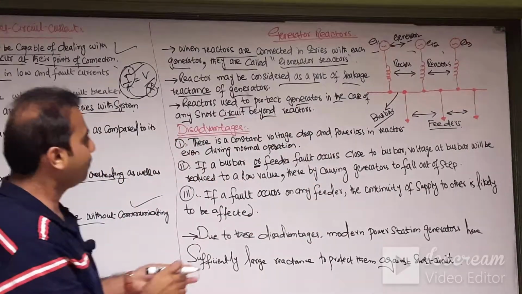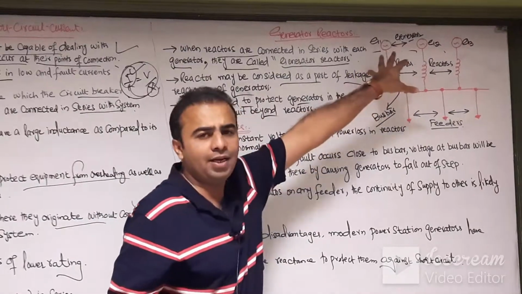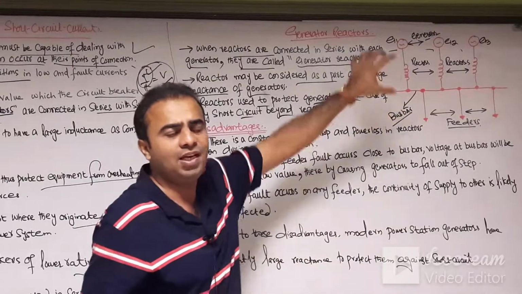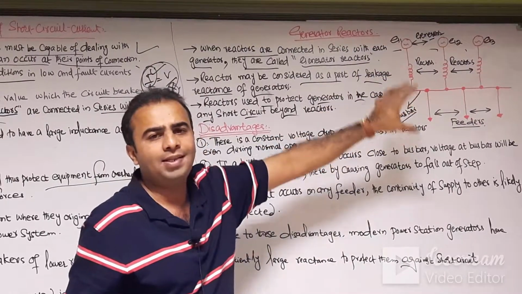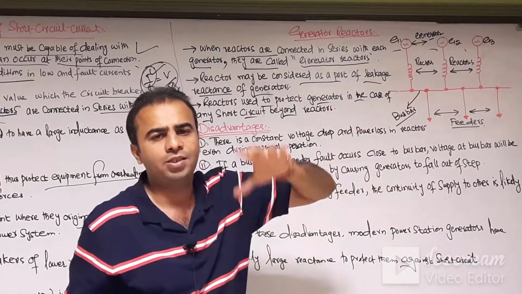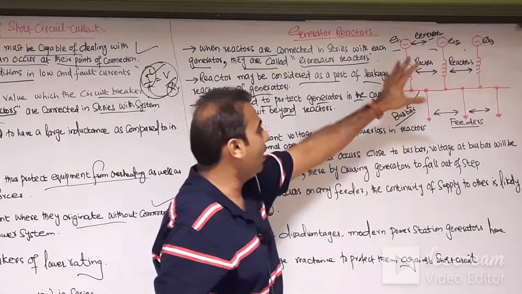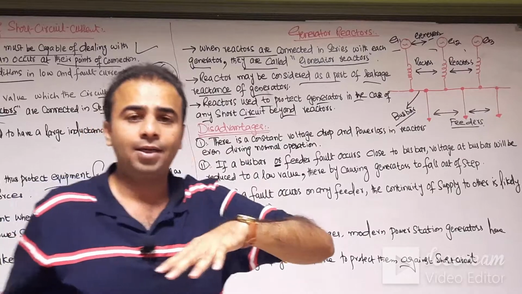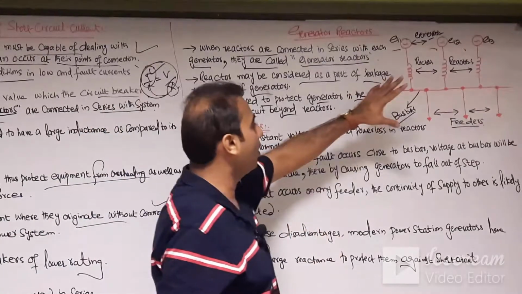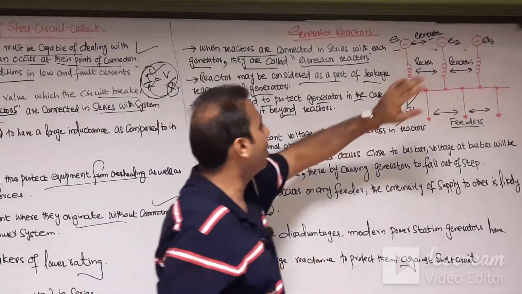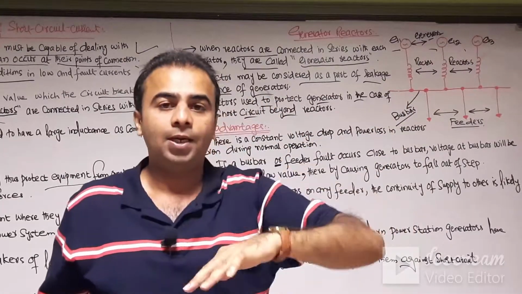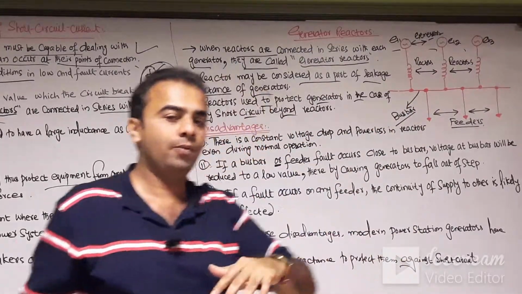So if a fault occurs on the generator side, this particular reactor, which is connected in series with the generator, provides the additional reactance to limit the short circuit current. This is the main beauty of the reactor, to limit the short circuit current, because whenever a fault occurs on the generator side, the generator has to withstand enormous currents.